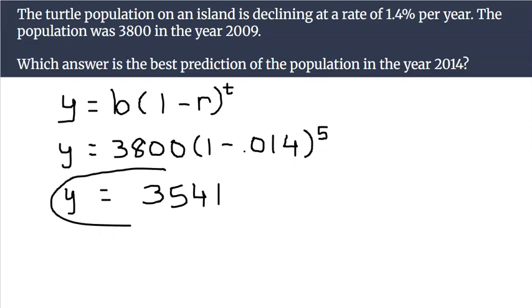Notice that's a decrease from the original population, and it should make sense. If we start at 3,800, it should be a number lower than that, which it is. And so this should predict the turtle population after 5 years.